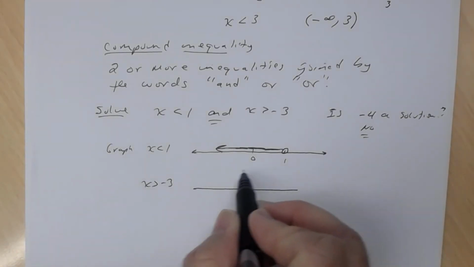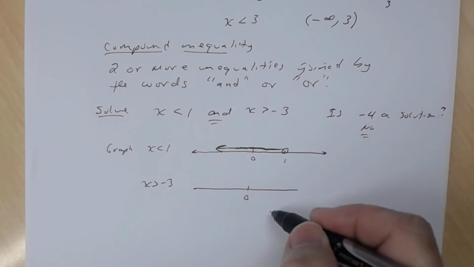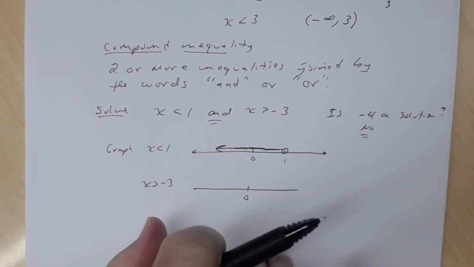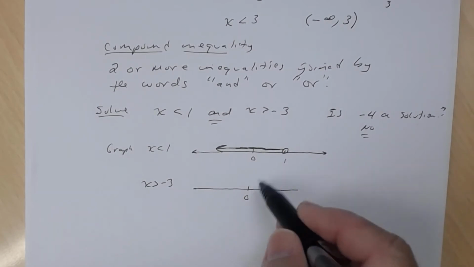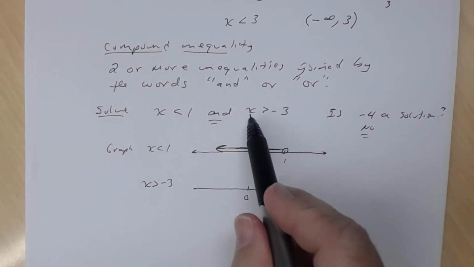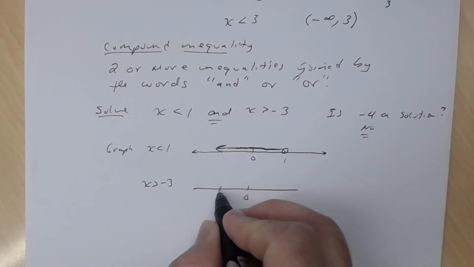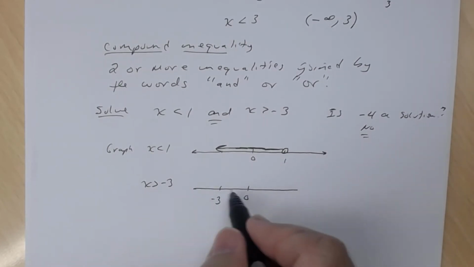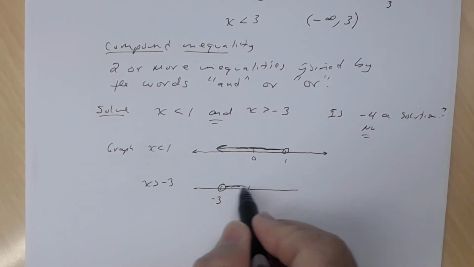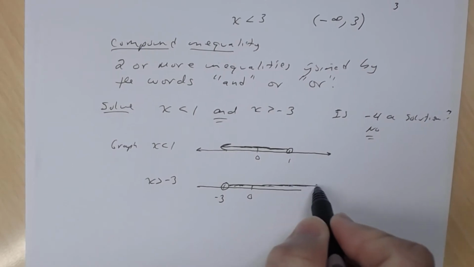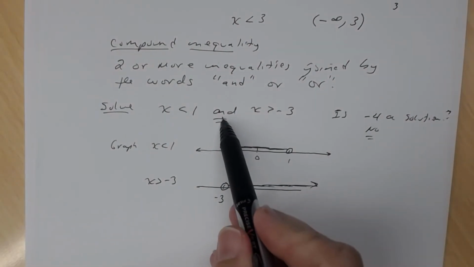So again, whenever you graph both of them, make sure your numbers are aligned. Otherwise, you're going to mess up your final solution. See how I aligned the zeros? Now we're graphing this one. x is greater than negative 3. So negative 3 is on the left side of 0. There's no equal sign, so I'm using an open circle, and I want to shade in all the real numbers that are greater than negative 3. Just like that.